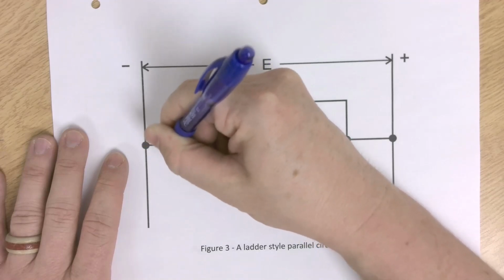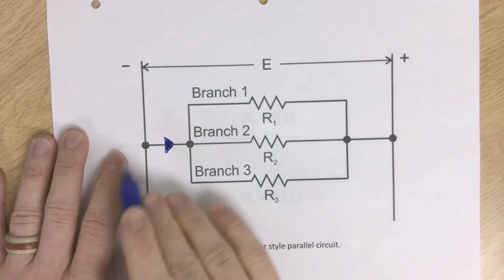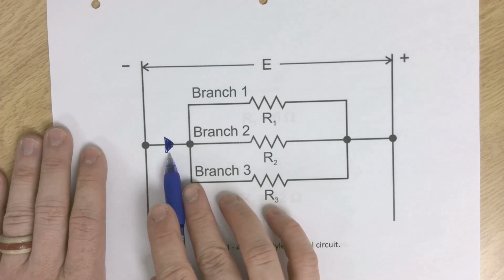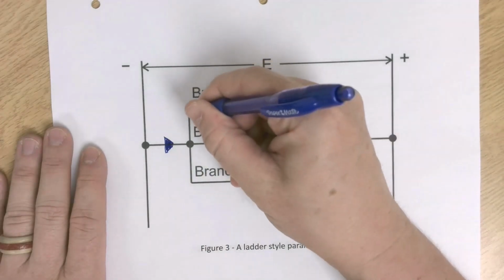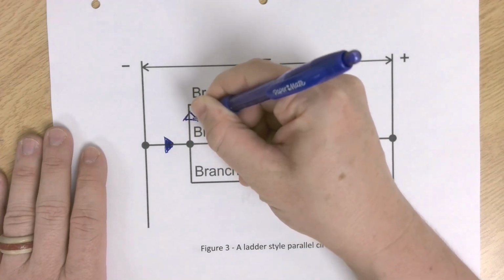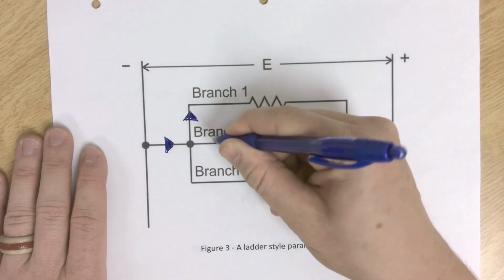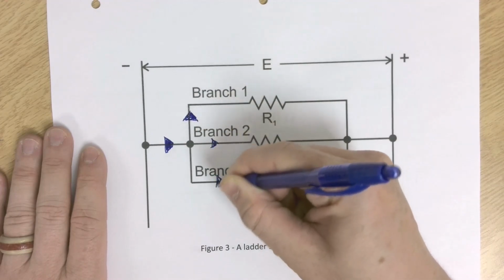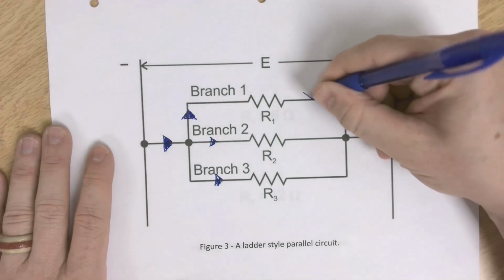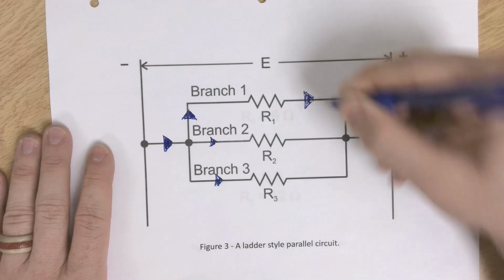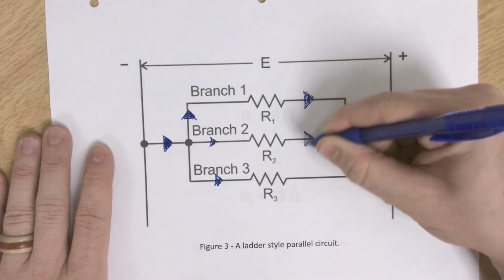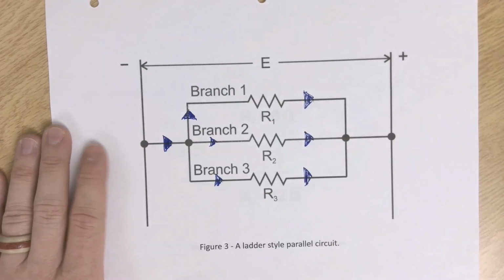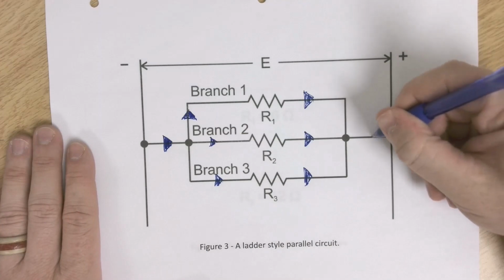So if we look at current flowing, it's going to come from the negative. It's going to come into the start of the circuit, and then it's going to branch off into each branch. So it's going to go that way, it's going to go this way, it's going to go this way. But after current flows through each branch, it's all going to meet up at the same point because of how this circuit is connected, because it's connected in parallel. So it's all going to be here.